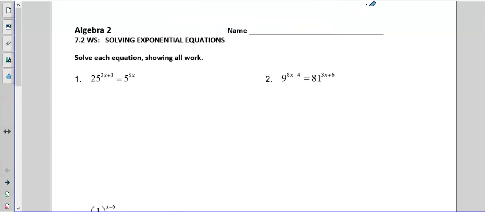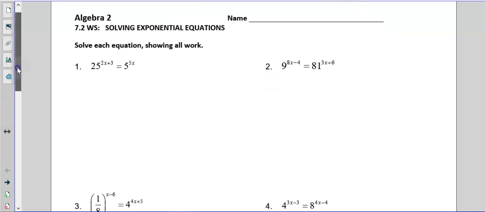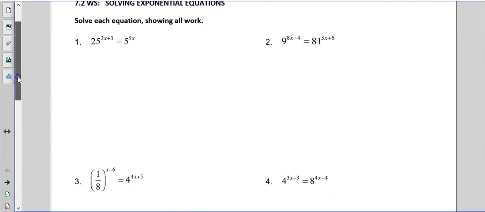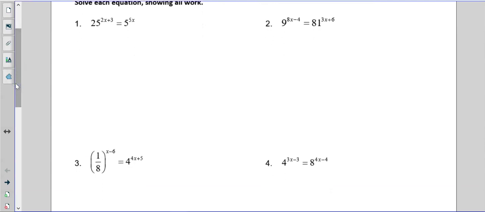All right, 7.2 homework or science practice page on solving exponential equations. So the first thing you've got to do is find the same base. For 25 and 5, we're going to use 5. 25 is 5 squared, and 5 is just 5. Now remember, this is still 2x plus 3, and this is still 5x.